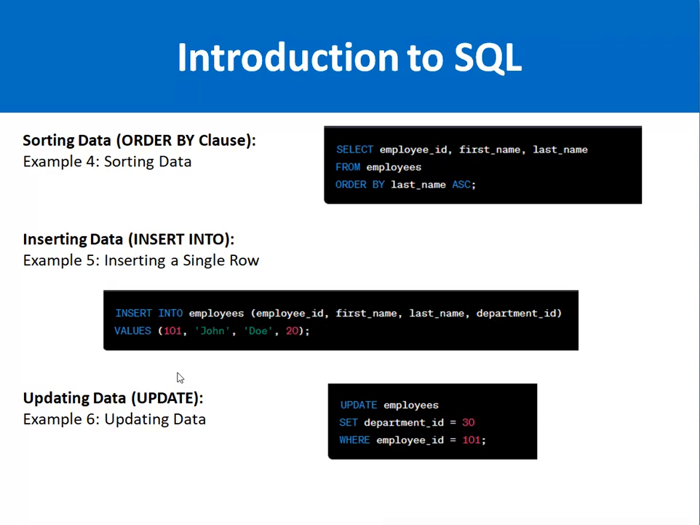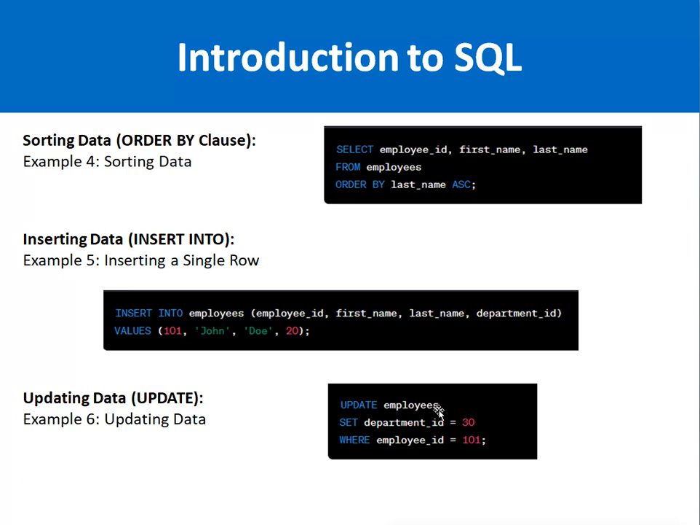Also you can update a column. How can you do it? Update employees, where employees is the table name, set department ID equal to 30 where employee ID is equal to 101. So what happened, friends, is that if you already have a row where employee ID is equal to 101, and now you want to change his department. For example, you have an employee who was working in the programming field, and now he has moved to the project management department.